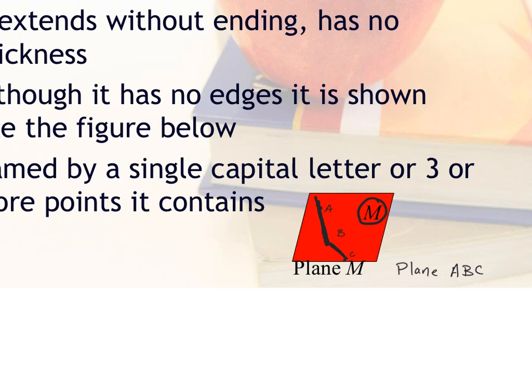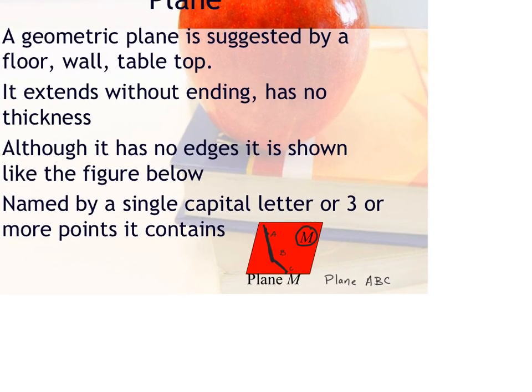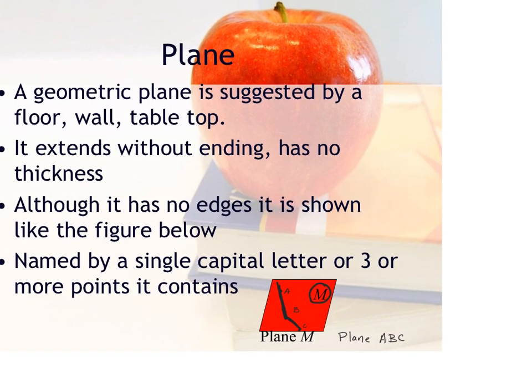And when I say line, and this is going to be something that's true all the time, when I say line in geometry, I always mean a straight line. Never like a curvy line, never a bent line, things like that. The word line means perfectly straight. It'll always be straight. Now, there are things that are bent and curved in the world, but we're not talking about those shapes when we talk about geometry. We're talking about those straight sides, like flat. So we can name it with a capital letter, like plane M, or 3 or more points it contains.